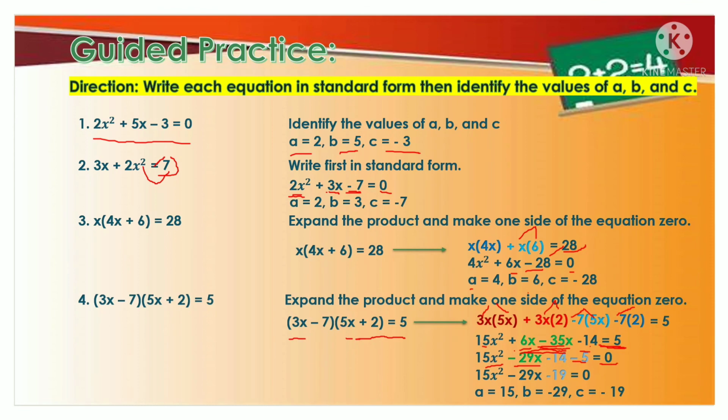So again, the same with 6x minus 35x, let us also combine negative 14 and minus 5. So bring down 15x squared minus 29x. Negative 14 minus 5 is negative 19. And then equal to 0. So now the values of a, b, and c: a is positive 15, b is negative 29, and c is negative 19.